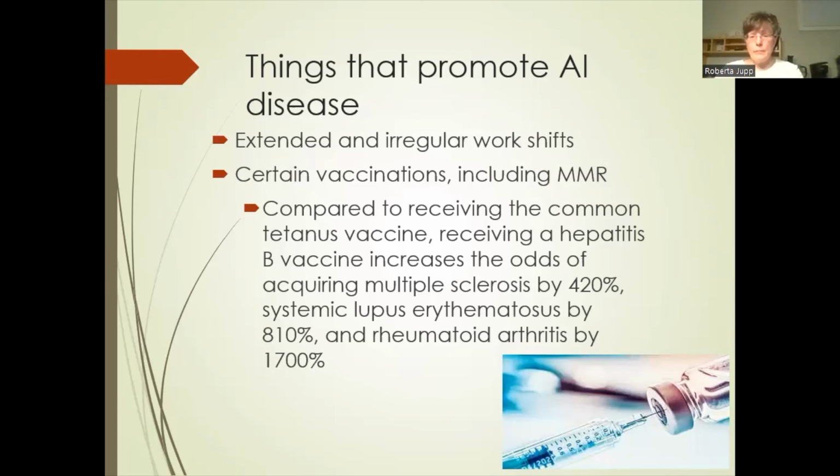Some vaccinations can promote autoimmune disease. MMR has been shown to cause some inflammation. Just an example, receiving a hepatitis B vaccine increases the odds of acquiring multiple sclerosis by 420%, lupus by 810%, and rheumatoid arthritis by 1700%. So be careful when you consider vaccinations, especially how many you're having all at one time. If you're going on a trip and you have to have these vaccines in order to go overseas, try to space them out. Try not to have all of them at one time, because they could really build upon each other to cause inflammation.